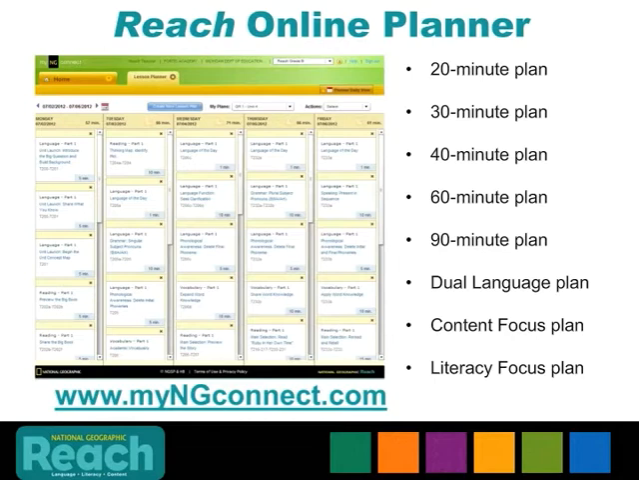By using our online lesson planner, you can find a plan that will fit your instructional needs no matter the instructional time frame. We have ready-to-go plans for 20, 30, 40, 60, and 90 minutes for use in a dual language model, along with content and literacy focus plans. To learn more about the Reach Online Planner, please make a note to view the Reach Online Lesson Planner video tutorial that shows you how to create your own plans, share plans, print plans, and more.